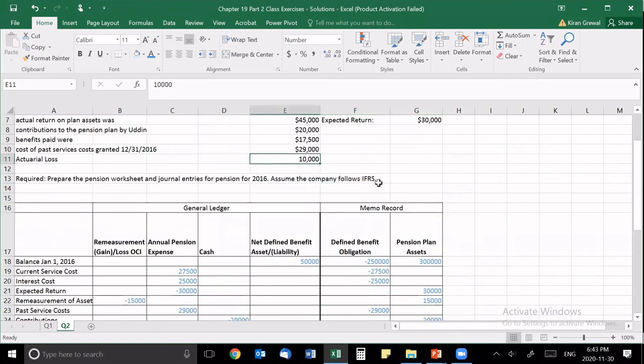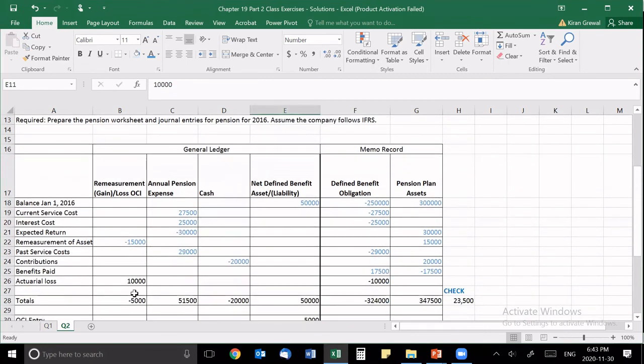Okay. And the last one here is an actuarial loss. Remember, for IFRS, an actuarial loss goes into OCI. If it's a loss, we debit OCI, so a positive balance, and we credit our DB or liability. So a loss is going to debit OCI, a gain is going to credit OCI.